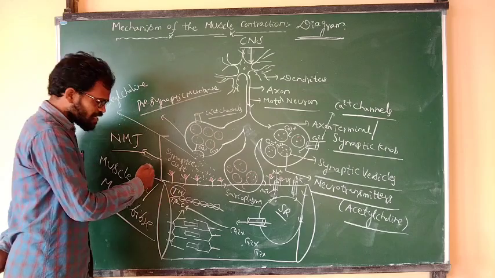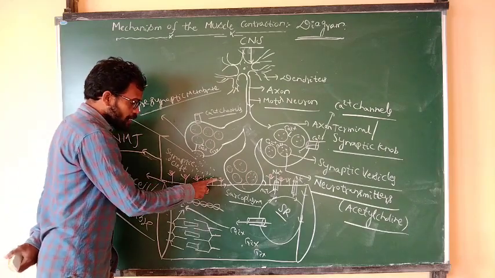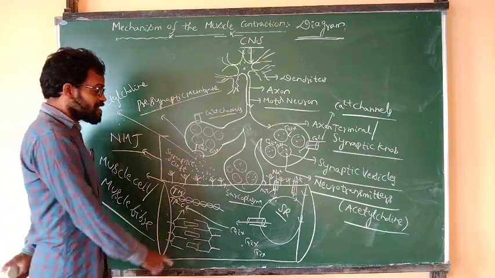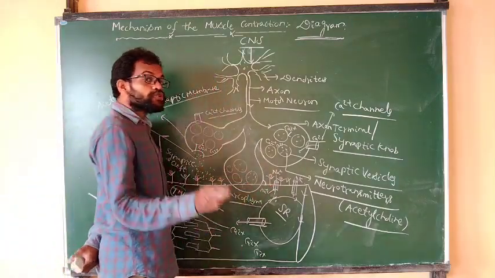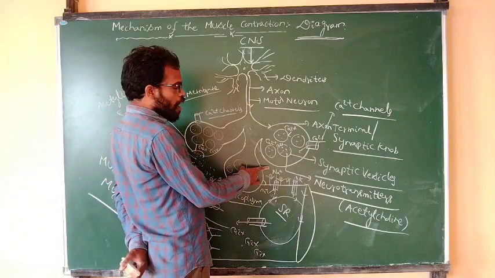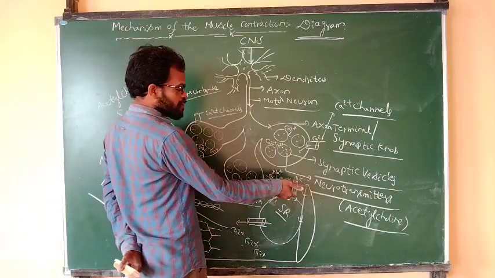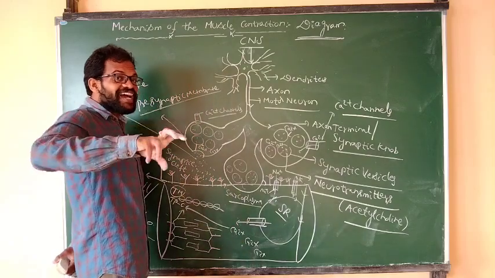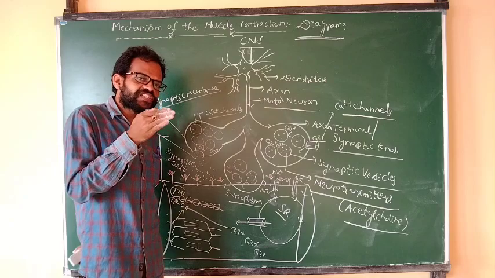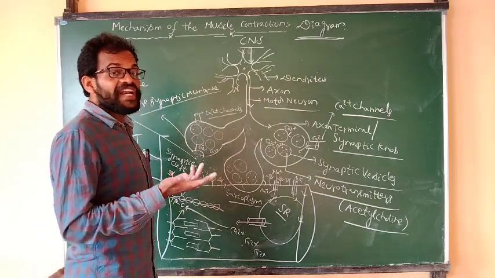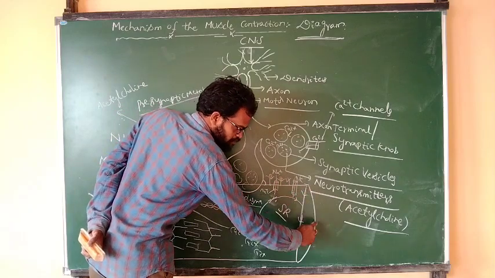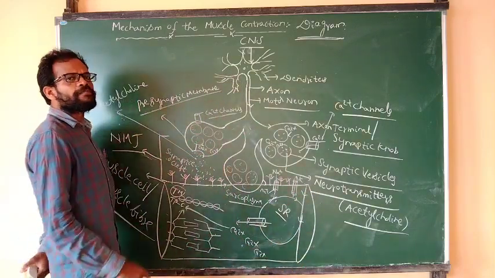The postsynaptic membrane consists of acetylcholine receptors. These receptors bind with the acetylcholine and activate the sodium channels. When the sodium channels are activated, the sodium ions move from the outside to the inside, and the potassium ions move from the inside to the outside. This is depolarization, where the ions are exchanged. This generates an action potential, which transfers into the entire muscle cell or muscle fiber.